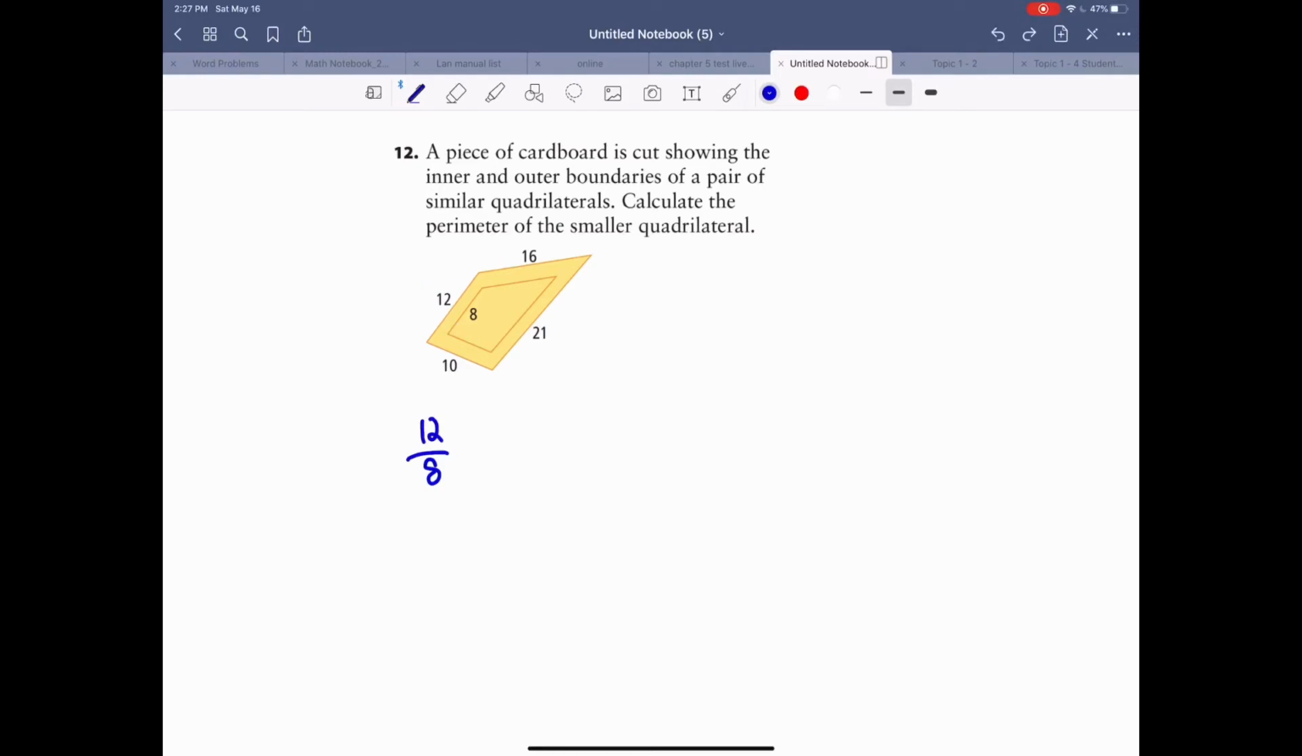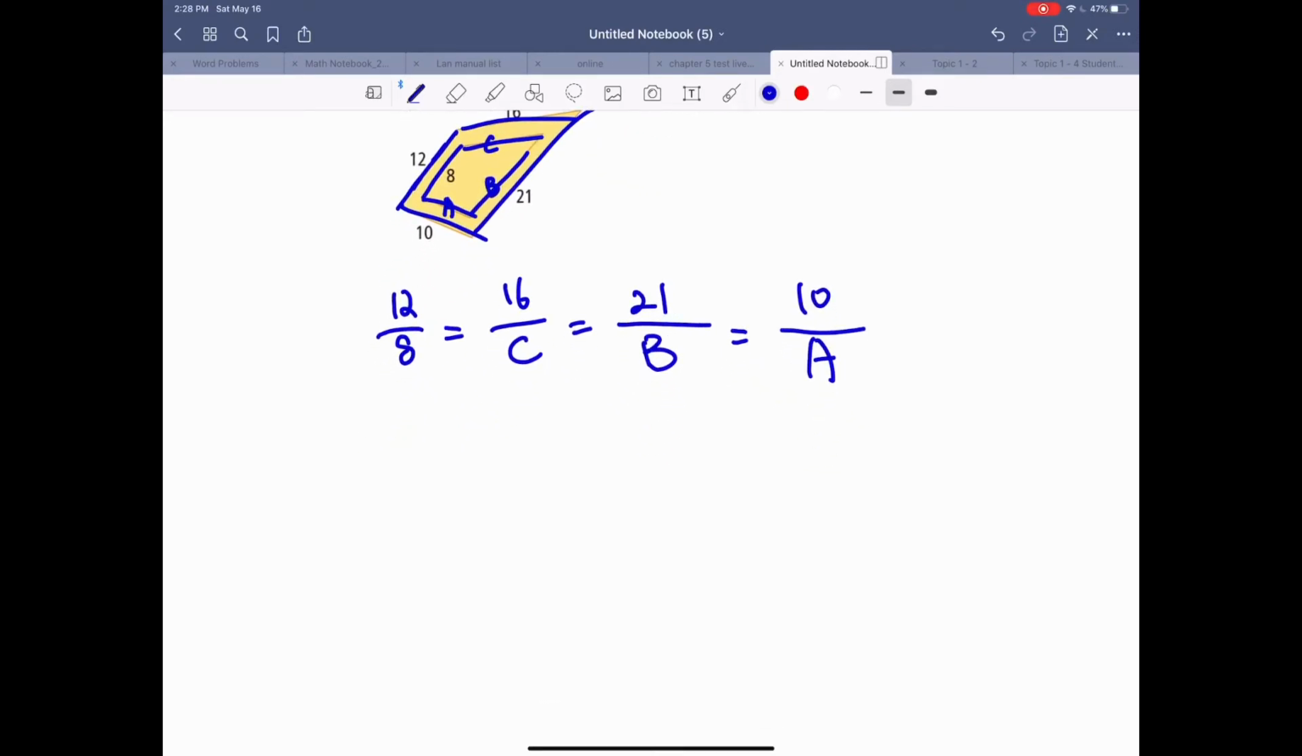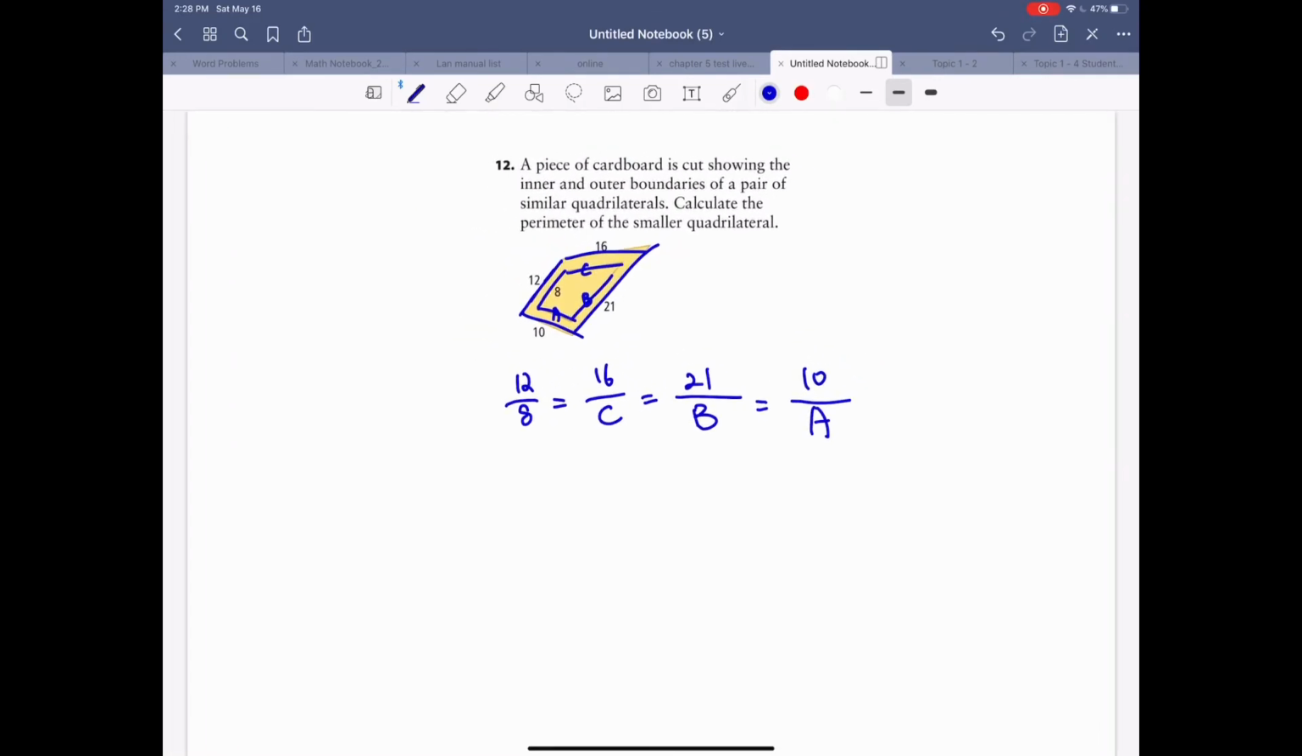side A, side B, side C. So that means the ratio of corresponding sides should be the same. So 12 over 8 should be the same as 16 over C, because they are the corresponding sides, which is the same as 21 over B, because they are the corresponding sides, which is the same as 10 over A, because they are the corresponding sides. So just calculate A, B, C, and then add them up with the 8, and you can calculate the perimeter.